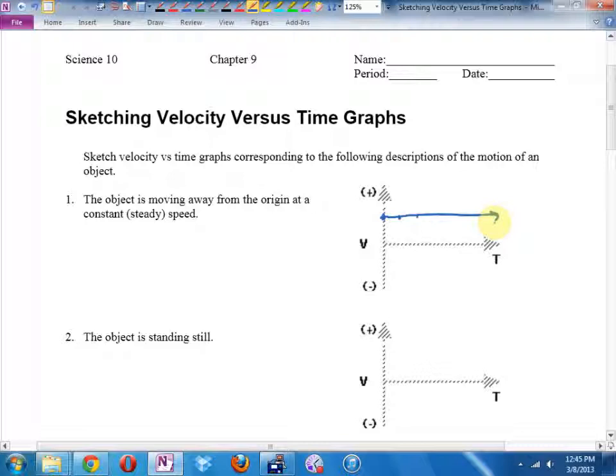Now, Hannah, if you drew your line a little bit lower, I'd give you full marks. I didn't tell you how fast, I just told you forwards. If you drew your line higher, as long as it's horizontal, I'd give you full marks. That's why I wrote sketch and I didn't say graph. We're just going to sketch.